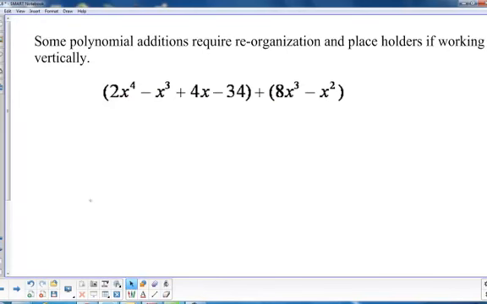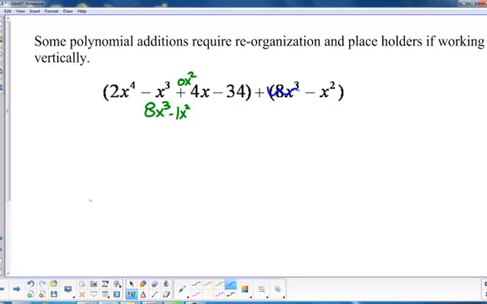All right, I did that one horizontally. You can always rewrite this and do it vertically. So I can rewrite this 8x cubed minus x squared. Now look at that. There is no x squared term. So I could put like a 0x squared placeholder in.